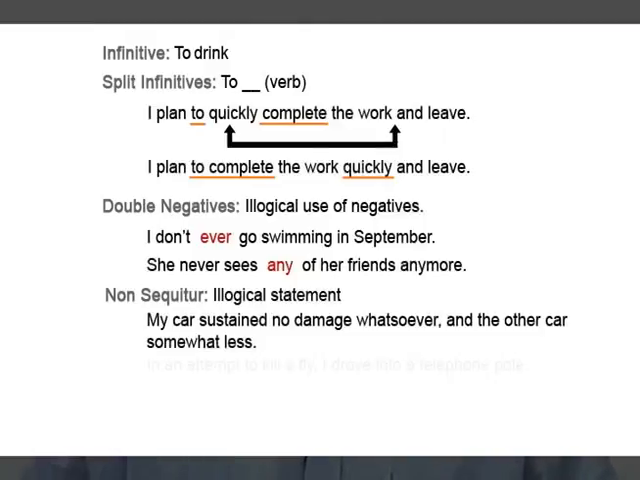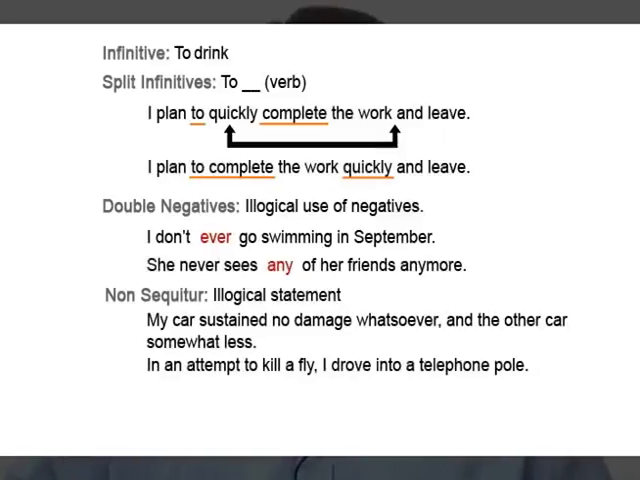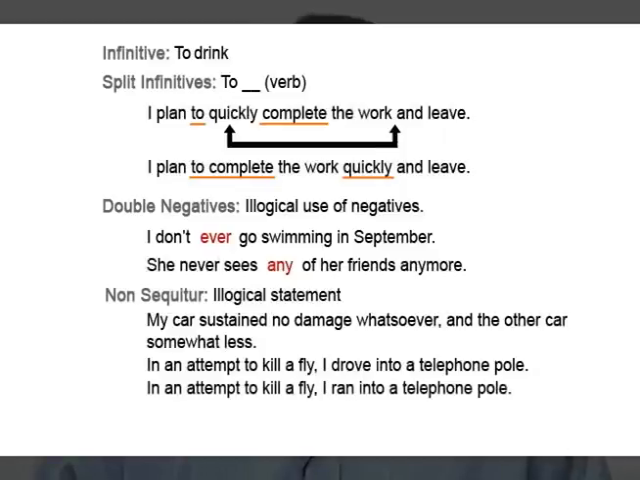Here's another one. In an attempt to kill a fly, I drove into a telephone pole. Well, if they put the rest of the sentence in there that's missing, like while I was driving and this fly was buzzing around my head and I tried to kill it, I was distracted and I drove into a telephone pole. Well, they left out all of that description. In an attempt to kill a fly, I ran into a telephone pole. That sounds like somebody walking down the street possibly and runs into a telephone pole while they're trying to kill a fly, or a telephone pole pops up in the middle of their house and they run into it. It doesn't make sense. That's what a non sequitur is.